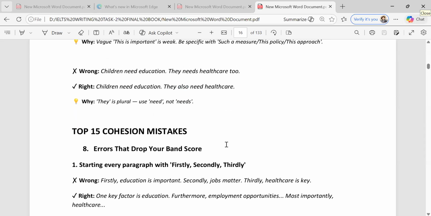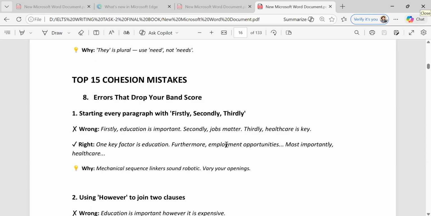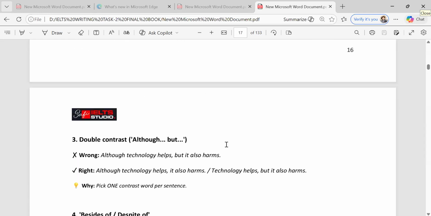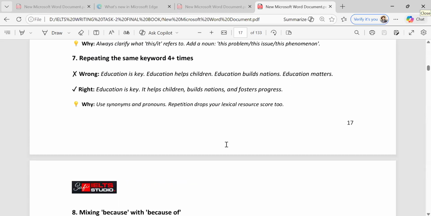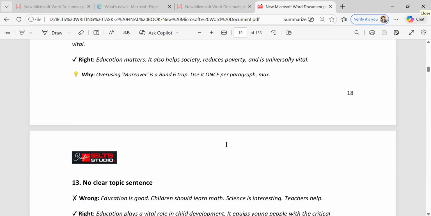So these are some of the common mistakes that students make, and then they lose their marks. And this is how we can fix them. I will send you, and you can search. You can study them by yourself.